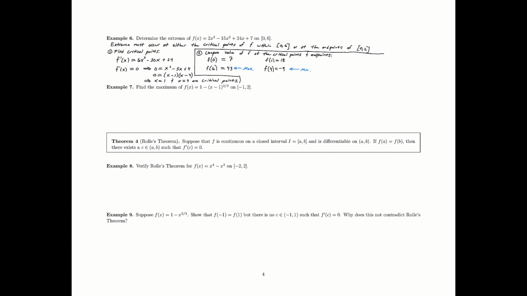So there we have it. We have a maximum of 43 that occurs at the right endpoint of our interval, and we have a minimum at x equals 4, which is a critical point of the function. So this is the absolute minimum on this interval for this function, but it does also represent a local minimum. We don't have to make the distinction here because it wants to know the extrema, so we only have to list the biggest value, 43, that's the max, and the smallest value, negative 9, that's the minimum. Then we're done.